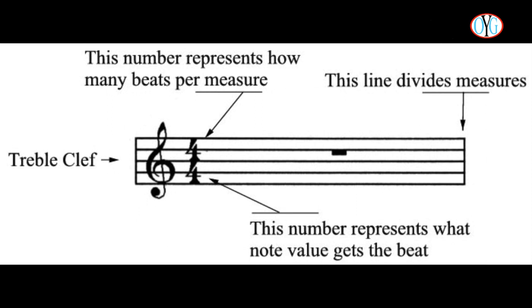Next to that, you see 4 over 4. The top number represents how many beats per measure. The bottom number represents what note value gets the beat. I'll go more into that as we go. Then on the right-hand side, you see a vertical line. This line divides measures. It's called a bar line. Okay? So study this for a moment and just kind of get these things clear in your head.